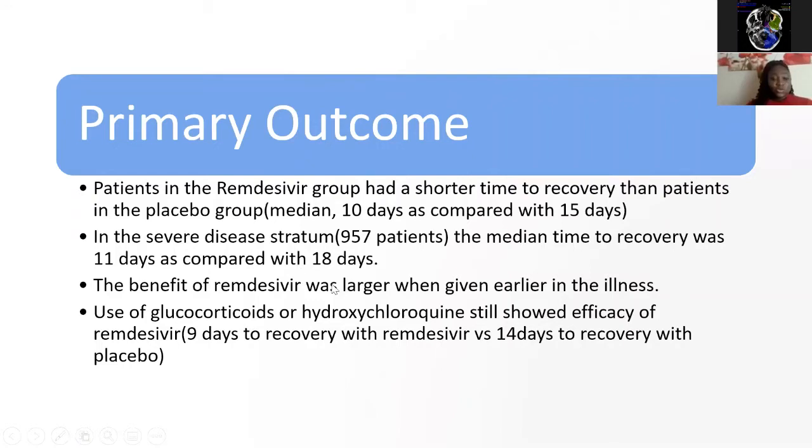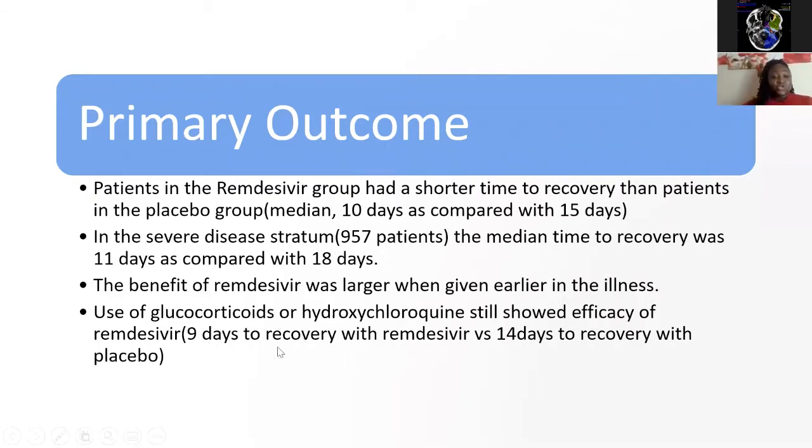Now, it's also in the severe disease stratum, which was highlighted by those requiring supplemental oxygen, saturation less than 92, tachypnea. The median time to recovery was 11 days as compared with 18 days. So that's also a difference of 7 days in those that had Remdesivir compared to those that had placebo. They also found that the benefit of Remdesivir was larger when given earlier in the illness. For instance, if they come to the hospital COVID-19 positive and we give them Remdesivir, you're going to get more benefit.